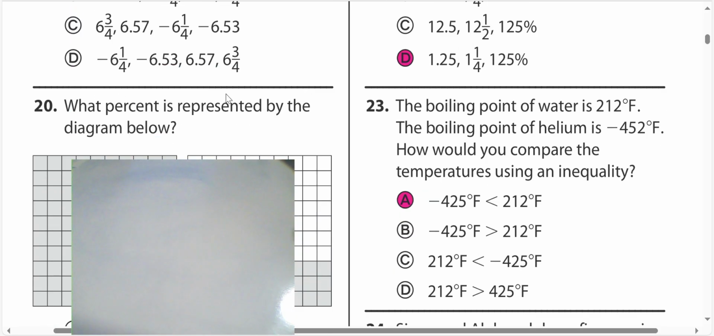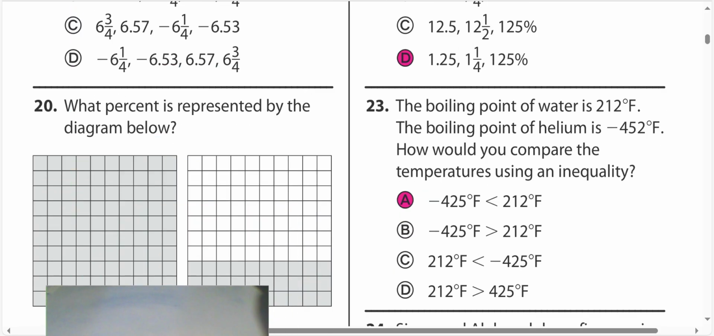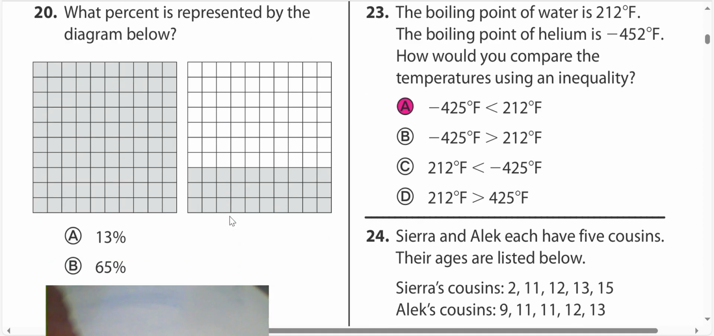Question number 20. What percent is represented by the diagram below? We have one whole and 3 parts, then we have 1.3. We can convert this number to a percentage by multiplying by 100. We must move the decimal point to the right by 2 places. The result will be 130%.